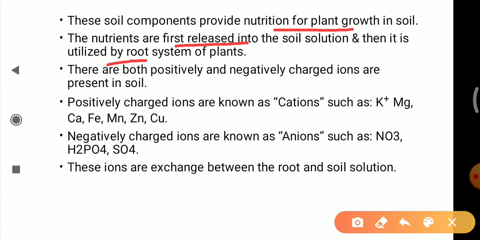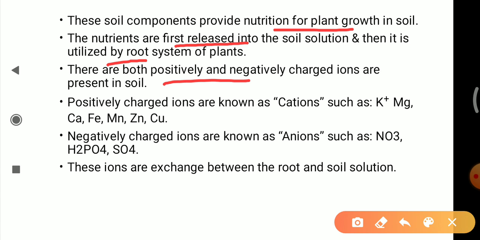The nutrients first come into the soil, then into the soil solution, then they are utilized by the root system of the plant, through root absorption, and that is how they come into the plant. But first, the nutrients are released into the soil solution. Both positively and negatively charged ions are present in the soil.